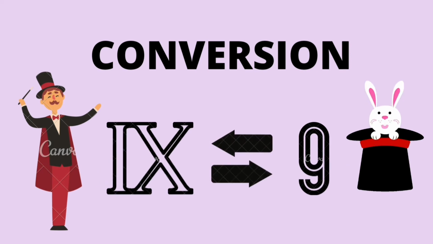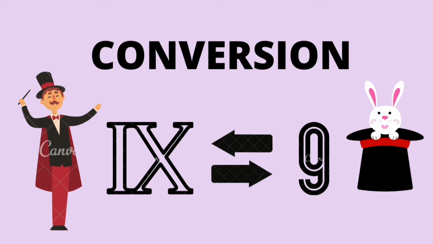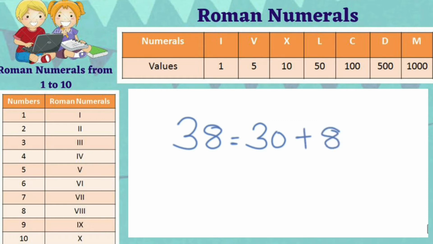Now we shall learn how to do the conversion from numbers to Roman numerals and then from Roman numerals to numbers. So stay tuned. Now I will take 38 as an example to explain how to convert to a Roman numeral. So now you have to always remember, whenever you are asked to convert a number to a Roman numeral, you are supposed to find its expanded form first. Okay, so the expanded form of 38 is 30 plus 8.